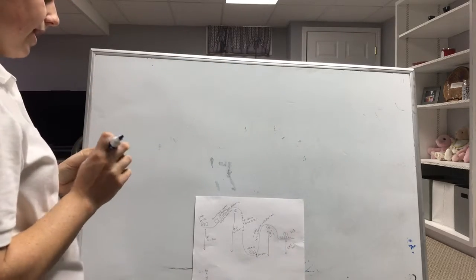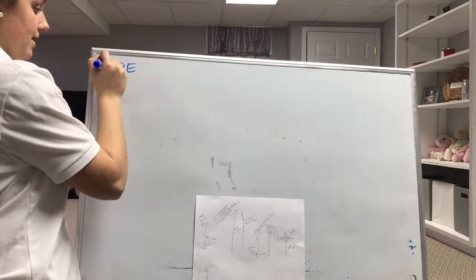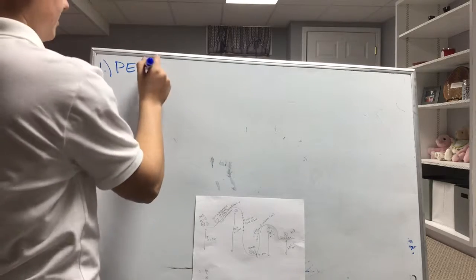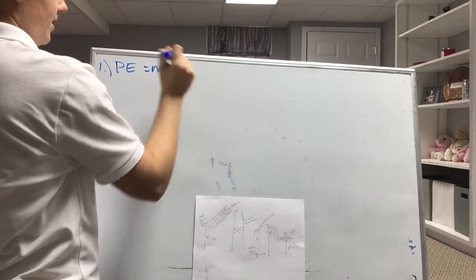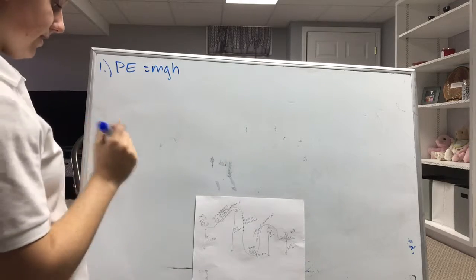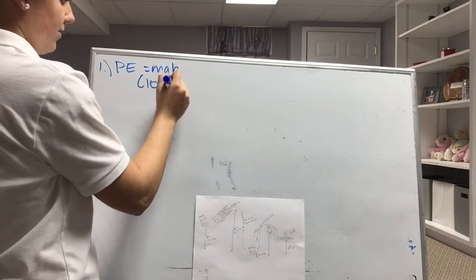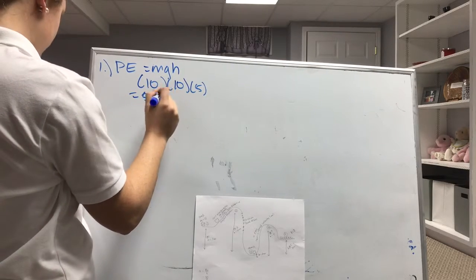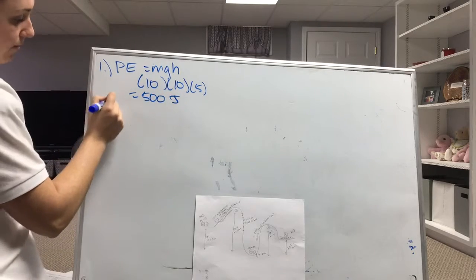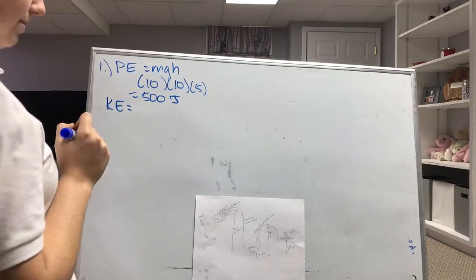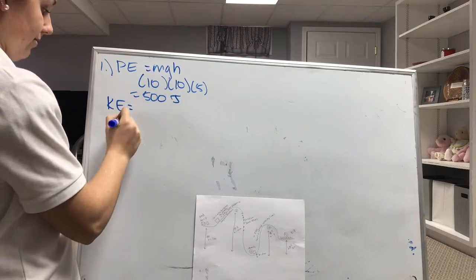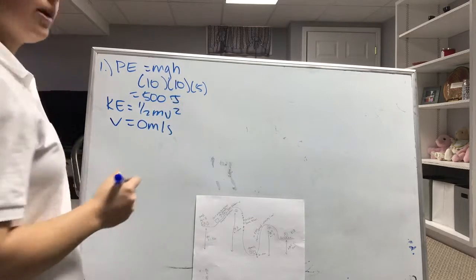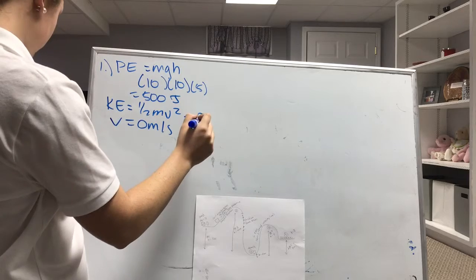So, to start off with, how would we find the potential energy at position 1? Well, we know potential energy is equal to mass times gravity times the height. We are given that the height is 5, the mass is 10, and the acceleration due to gravity is 10 as well. So therefore, that's equal to 500 joules. Now, what would be the kinetic energy at position 1? Well, at position 1, we have 0 meters per second for the velocity. So in order to find kinetic energy, 1/2 mass velocity squared, we're not going to be able to do that. Therefore, it's equal to 0 joules.